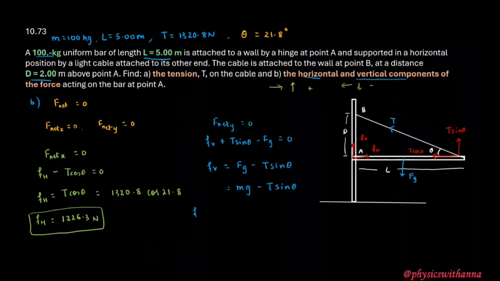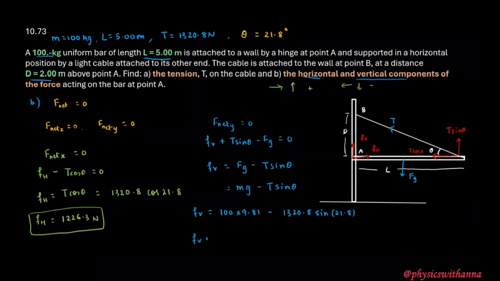Now let's substitute. We get Fv equal to mass of the bar, which is 100, into g, which is 9.81, minus the tension T, which is 1320.8, into sine of the angle 21.8. And when you solve this, you get F vertical to be equal to 490.5 Newton.